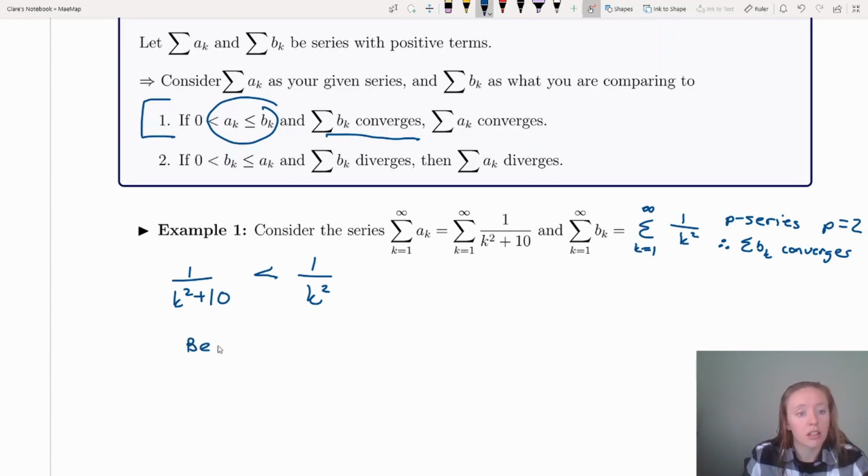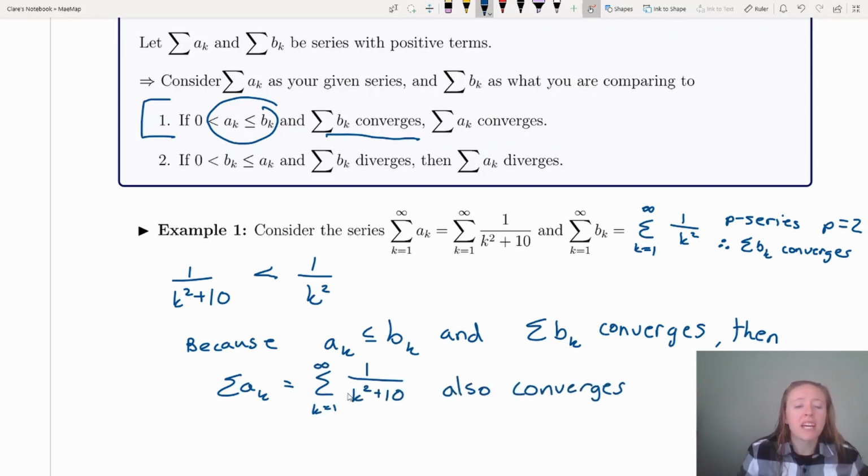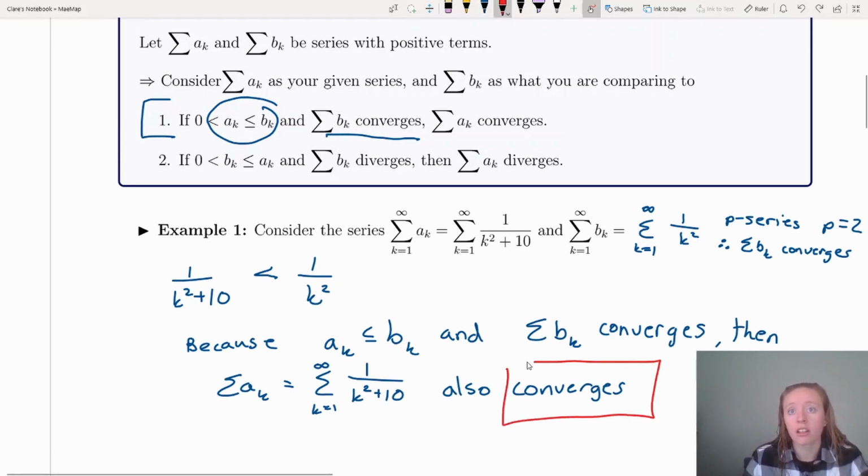So, I'll go ahead and write this out real quick. Because a sub k is less than or equal to b sub k, and we knew that the b sub k series converges, then we can say that a sub k, our series 1 over k squared plus 10, also converges. So we know that our series converges.